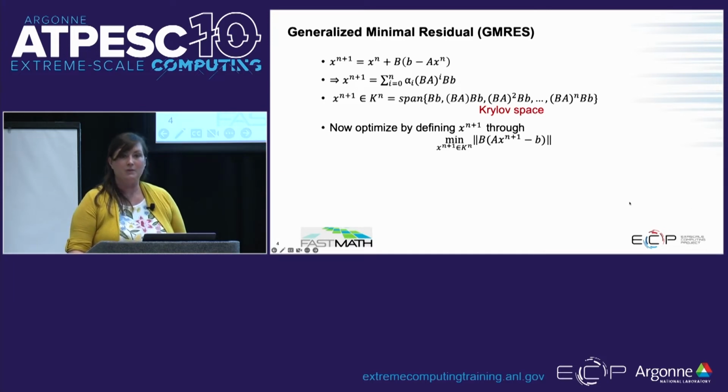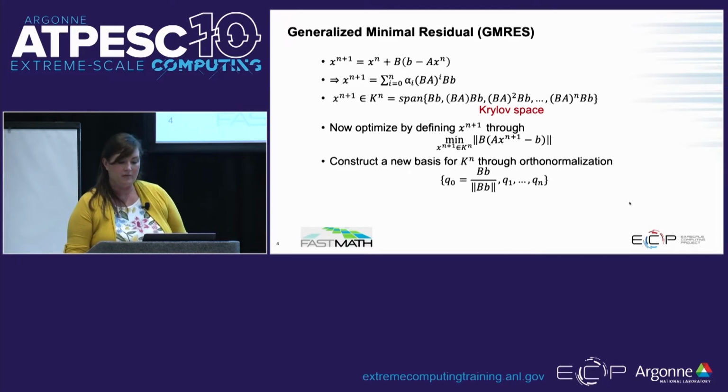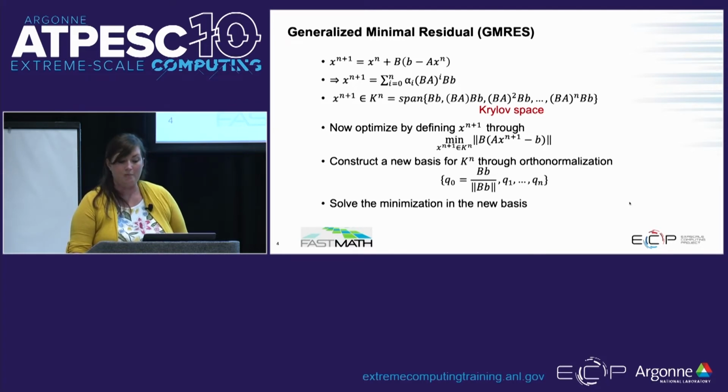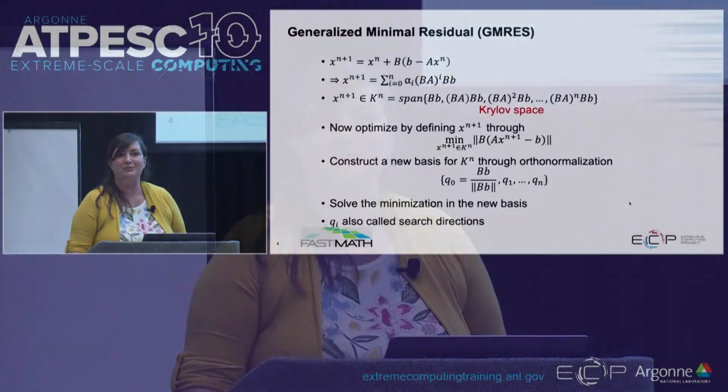So now to do this, we want to be working in an orthonormal basis. So we're going to orthonormalize the vectors to construct our new basis. And then we're going to solve this minimization problem with our new, more robust space. And we call these Q sub i our search directions. So that's the basic idea of the generalized minimal residual method, or GMRES.